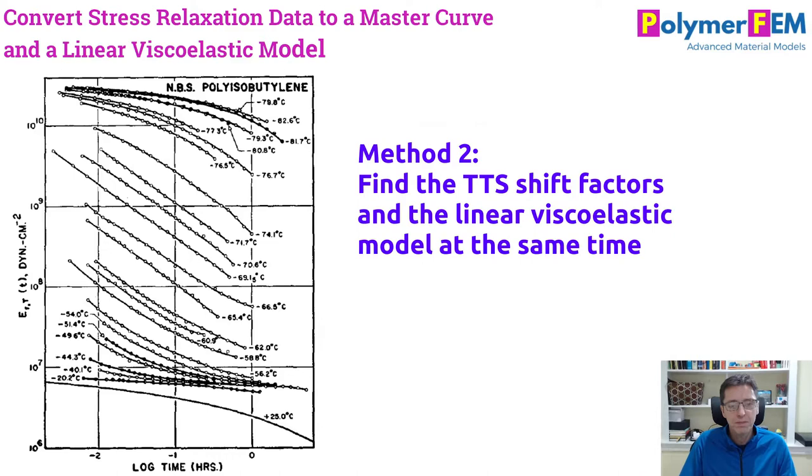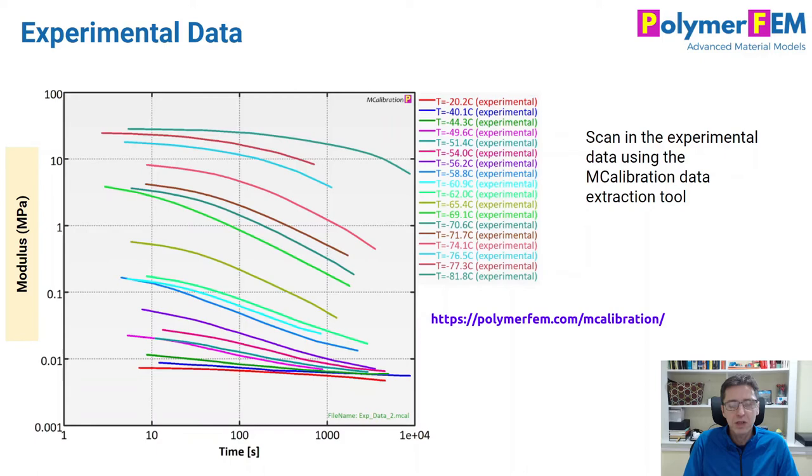The first step is to digitize, or read in, the data from that image in the paper. I used MCalibration's new data extraction feature, which I have another video about that shows how you can do that. And once you've done that, you get these segments of response for each temperature.